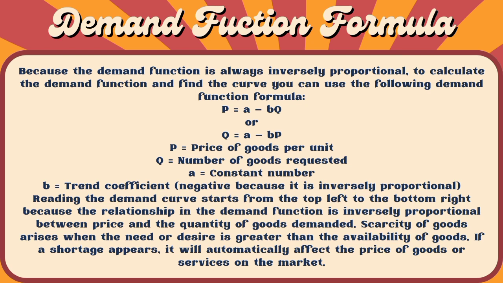Reading the demand curve starts from the top left to the bottom right because the relationship in the demand function is inversely proportional between price and the quantity of goods demanded. Scarcity of goods arises when the need or desire is greater than the availability of goods. If a shortage appears, it will automatically affect the price of goods or services on the market.